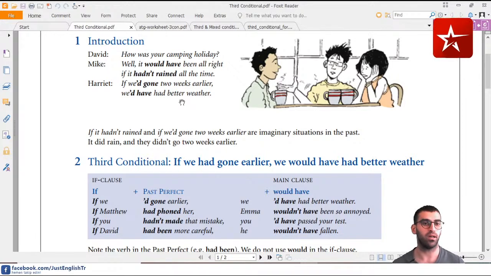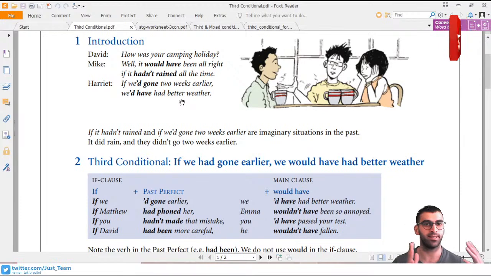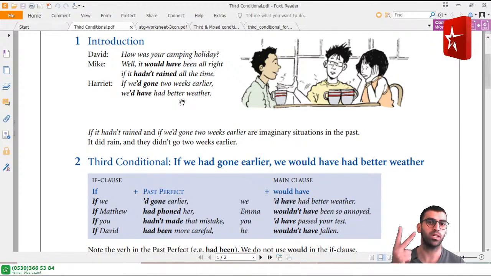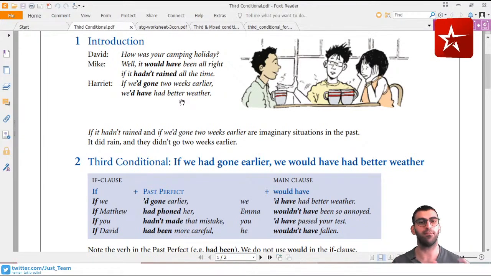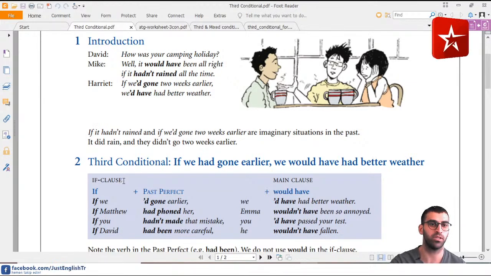Okay, we have two clauses. In English, any type of conditional sentence, it doesn't matter whether it's zero, first, second, or third, has two clauses in the sentence. We have the if clause and we have the main clause. I'm going to highlight them. Yes, I highlighted the if clause and the main clause.